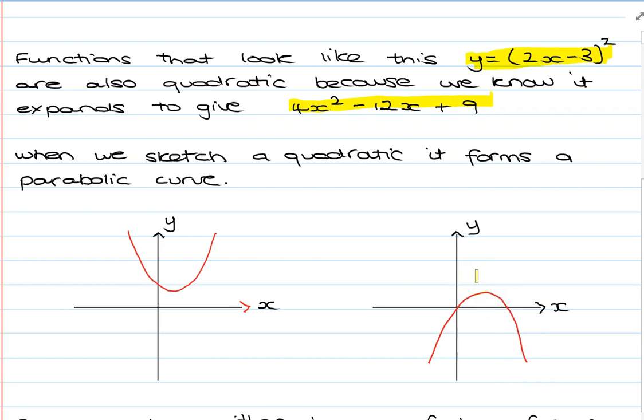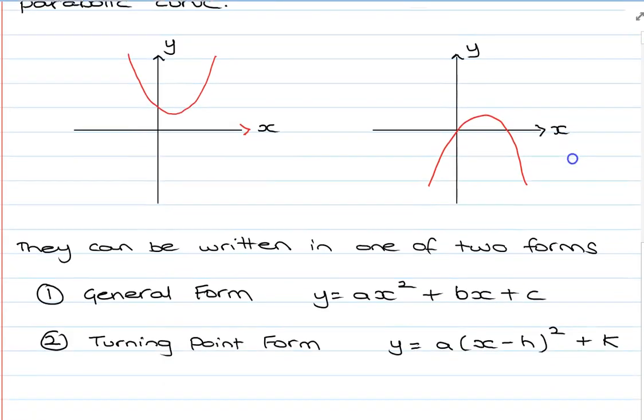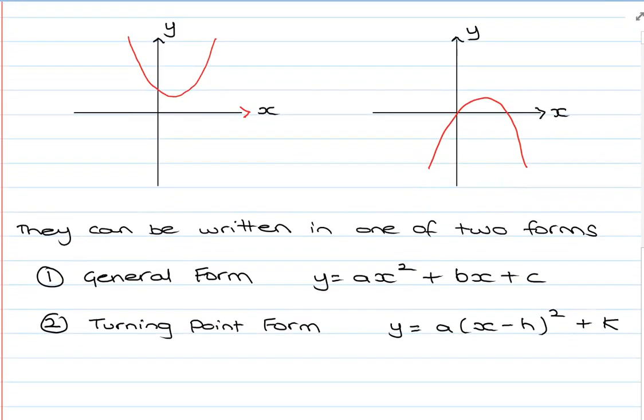Now quadratics are usually written in two forms. Number one, the general form, which you will have met if you've factorized any quadratics: y equals ax squared plus bx plus c. And the second way is called turning point form, which you may have looked at when you completed the square. So I'll just show you those two forms there, and that concludes the introduction.